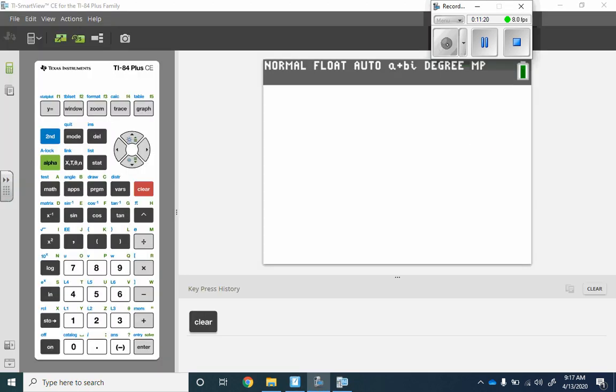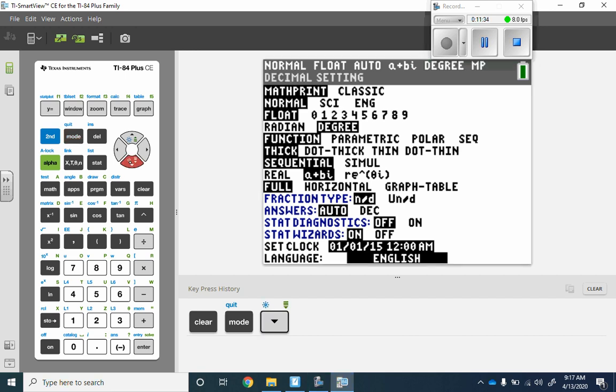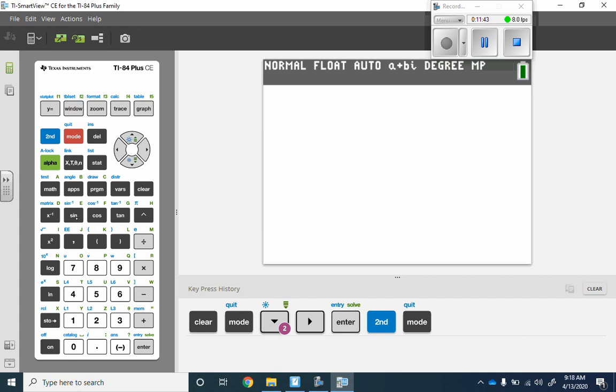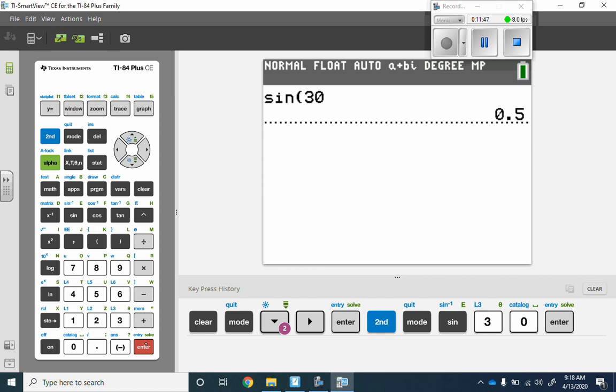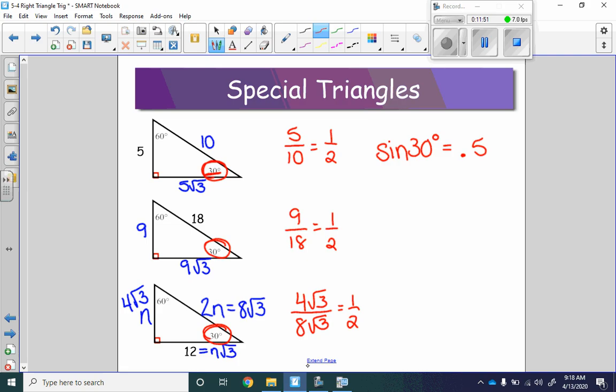Now, just real quick, in case you were not getting those values of 0.5, you might be in the wrong mode. On your calculator, go to mode and make sure that you are in degree mode. Make sure that black bar is on degree, hit enter if not, and then you can quit out of there. Then do the sine of 30 degrees, and you should be getting 0.5. That works all the time.